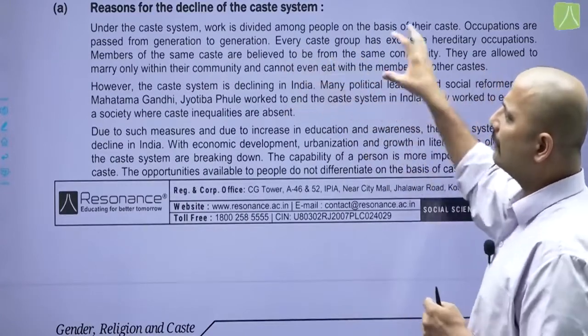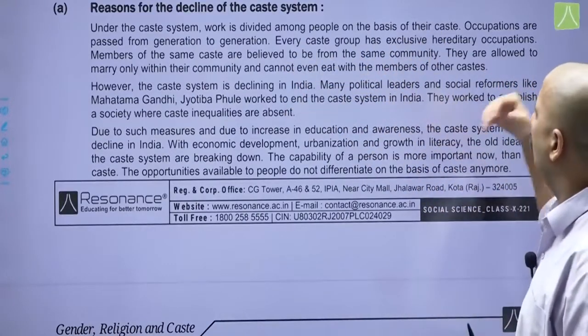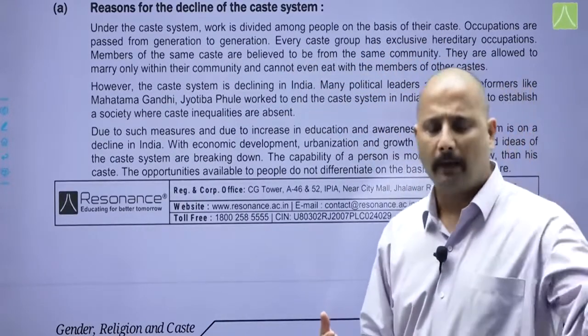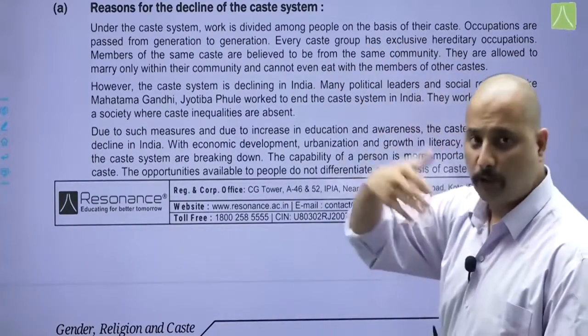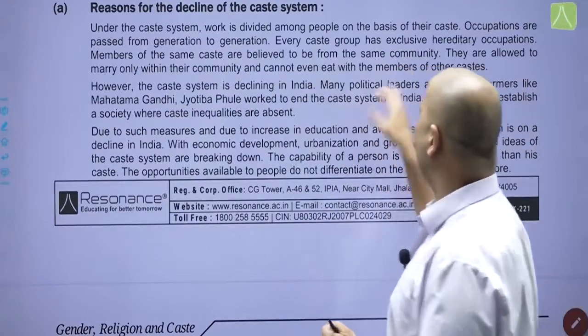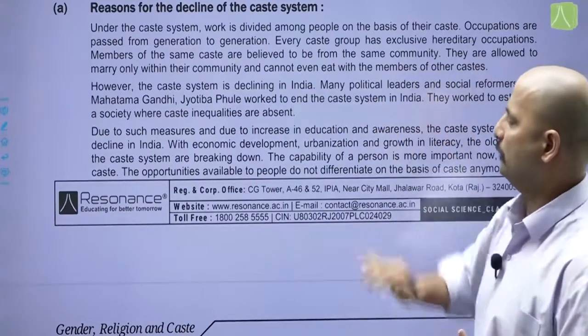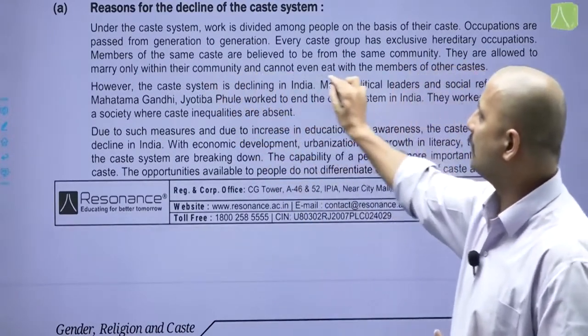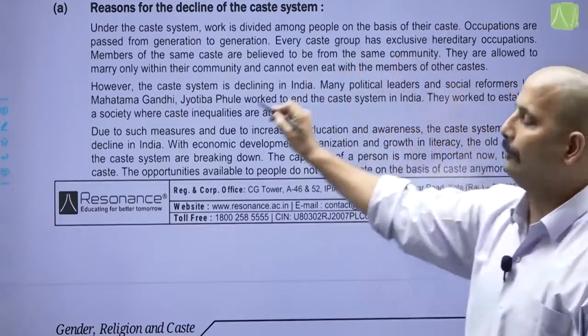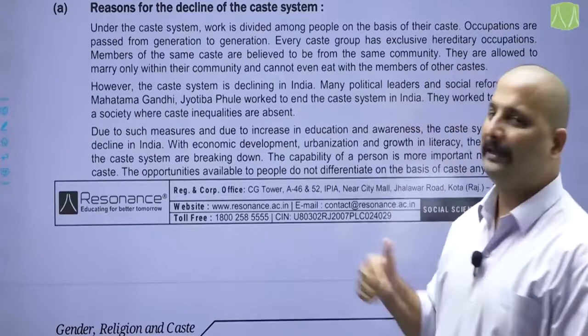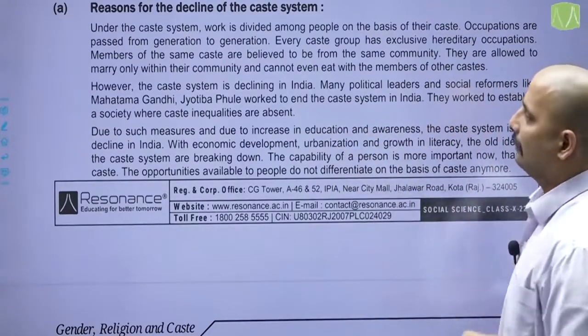Under the caste system, work is divided among people on the basis of their caste. That was practiced in India. Occupations are passed from generation to generation. Every caste group has exclusive hereditary occupations. Members of the same caste are believed to be part of the same community. They are allowed to marry only within their community and cannot even eat with members of another caste.